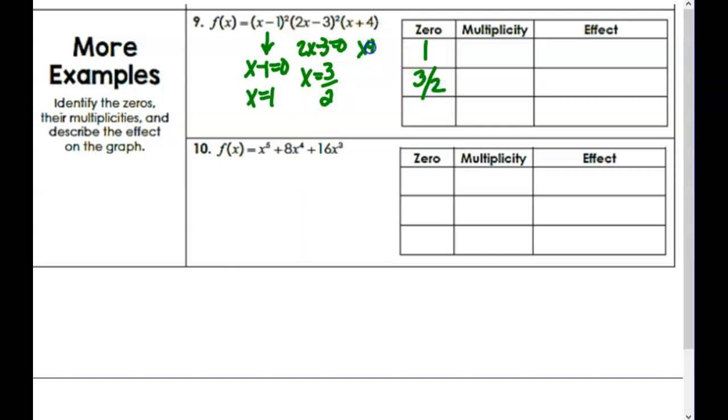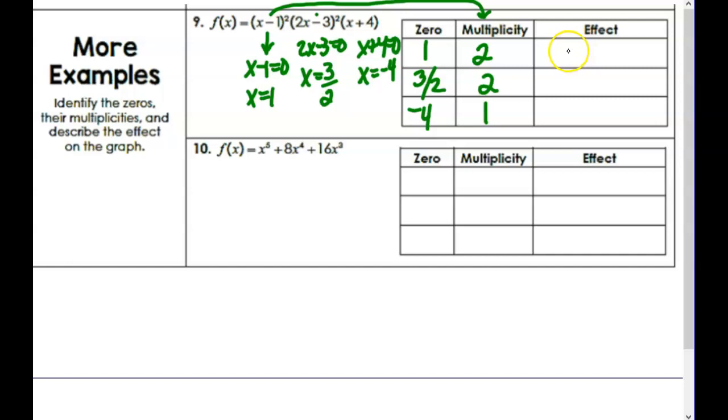And back here, if we did x plus 4 equals 0, we'd get negative 4. Okay. What are the multiplicities on those? This 1 came from here, and what was the power there? 2. This 3 halves was from here, and that had a power of 2. But the negative 4 came from this factor, which didn't have anything, so it's a power of 1.